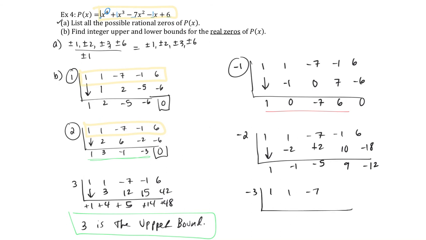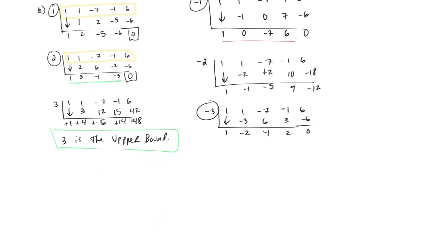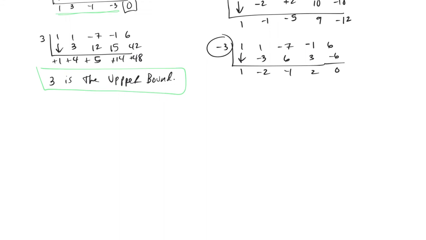1, 1, negative 7, negative 1, and 6. Bring down our 1. Multiply and add. Multiply and add. Multiply and add. Good. So I have now positive, negative, negative. Okay, so I have a 0, but I don't have a lower bound yet. So let's try our next possible factor.